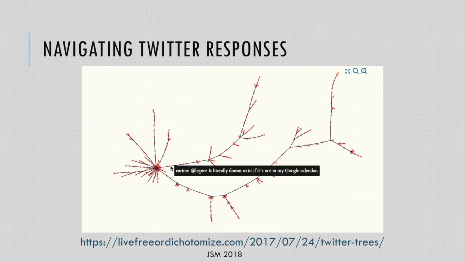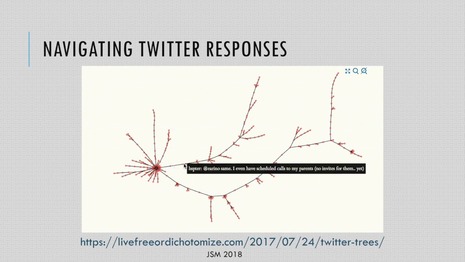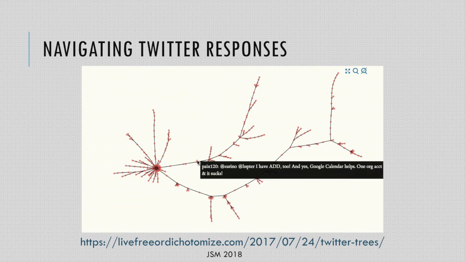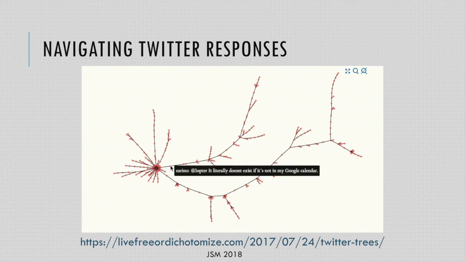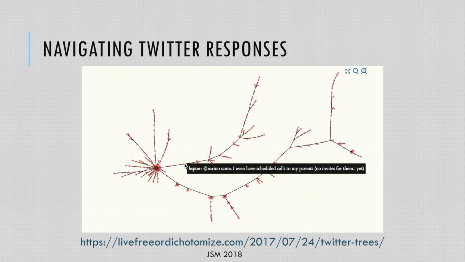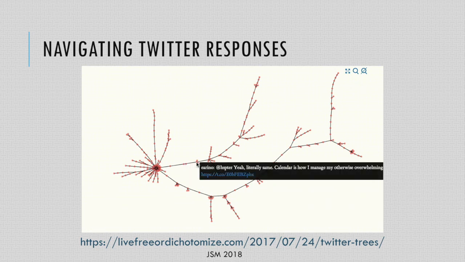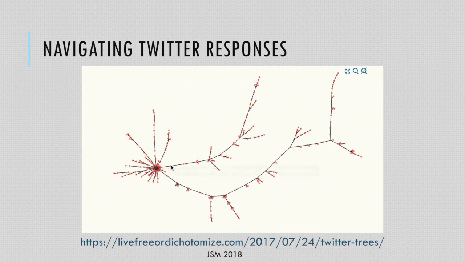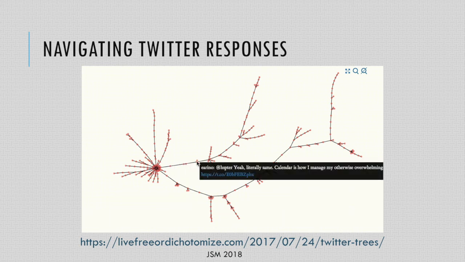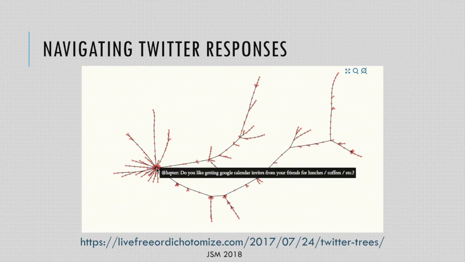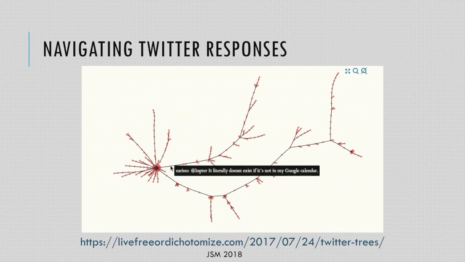And here's another one, navigating Twitter responses. And so I find tweets to be kind of unwieldy when they get a lot of responses. It's hard to figure out what all has already been said. And so this, for example, Hilary Parker had tweeted about whether or not it was appropriate to send a calendar invite to get coffee with a friend. And a lot of people had a lot of opinions. And so I used the Twitter API, and in particular the rtweet package, in order to pull all of the responses to her initial tweet, and then I was able to plot them. So this again is on livefreeordichotomized.com if you're interested in looking at it.